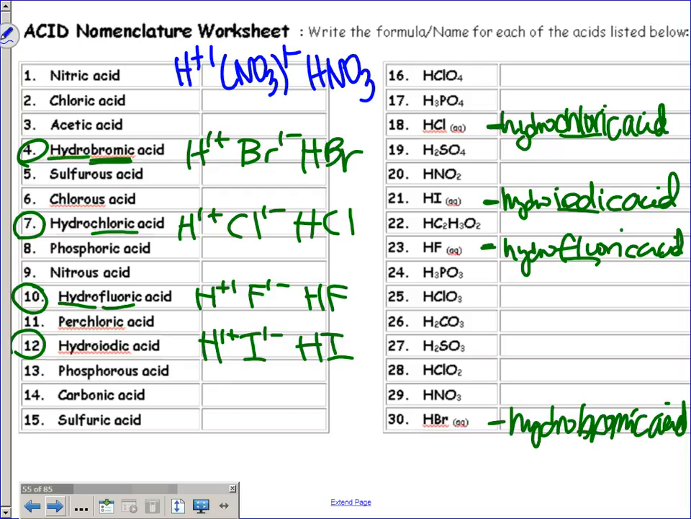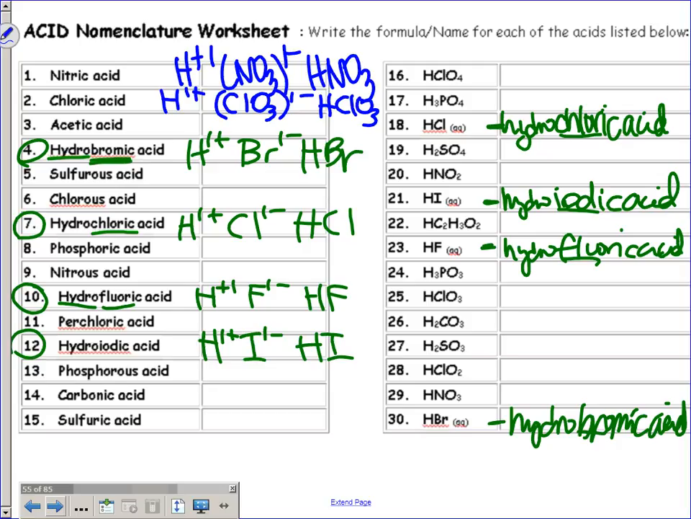Because it's an acid and it always has an H plus. An acid always has an H plus. Always. Never without. All right, next one. Chloric came from chlorate. Okay, so what's in the front? H1 plus. Chlorate is what? ClO3, charge 1 minus, crisscross, what do you get? HClO3. Good.